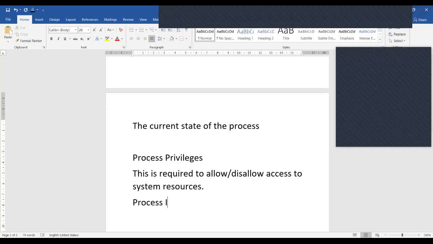Now, next is process ID. Can anyone tell me what process ID can be, as it is clearly understood from the name itself? Process ID means we new, ready, waiting, running, terminated. No, that is not ID. That is not ID. Yes. I think process ID is some unique ID given when a process is created.